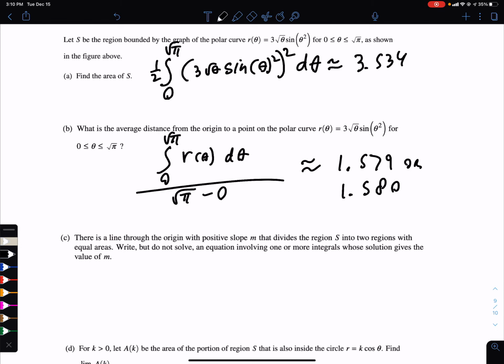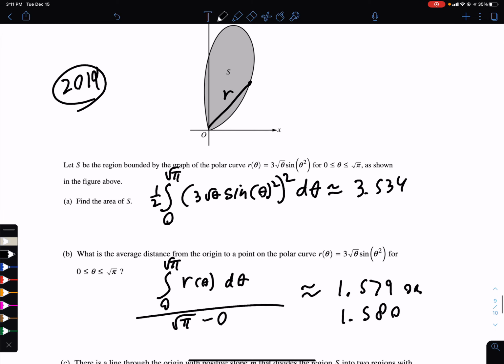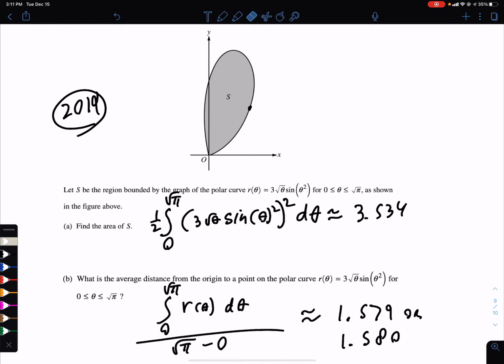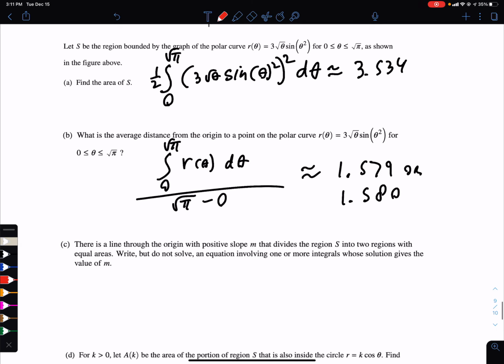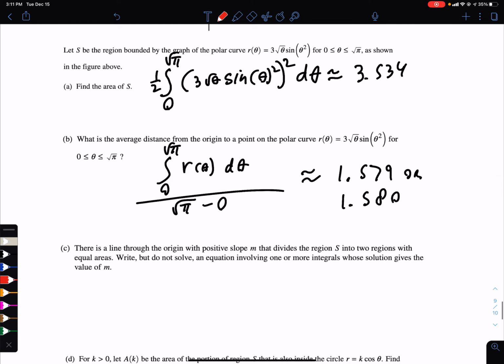Part C, there's a line through the origin with a positive slope m that divides the region S into 2 regions with equal areas. So there is some line that's going to divide it into equal areas. Write but do not solve an equation involving one or more integrals whose solution gives the value of m.